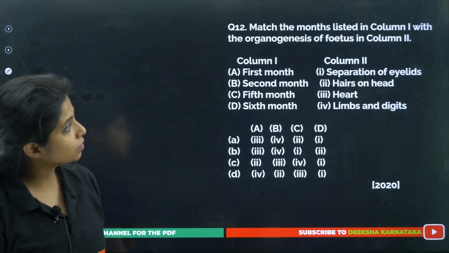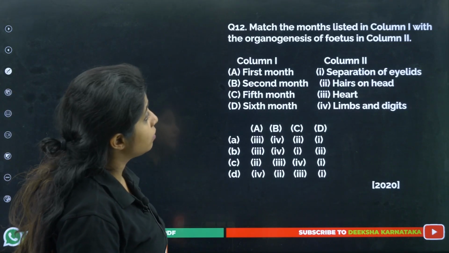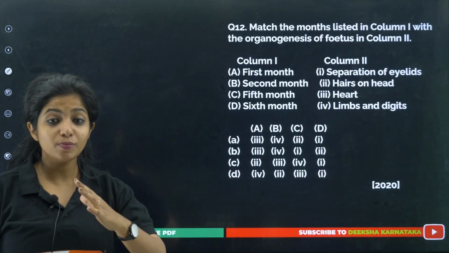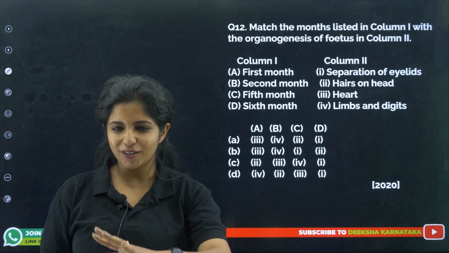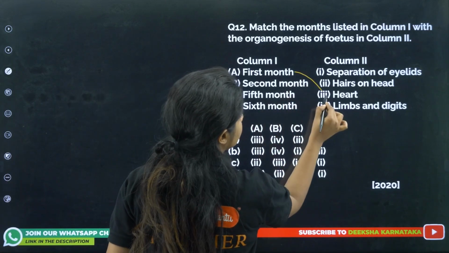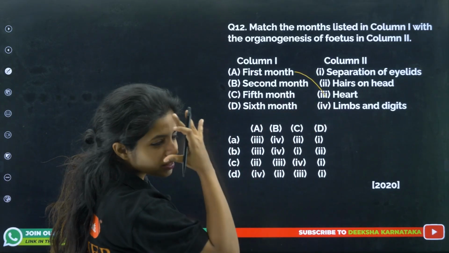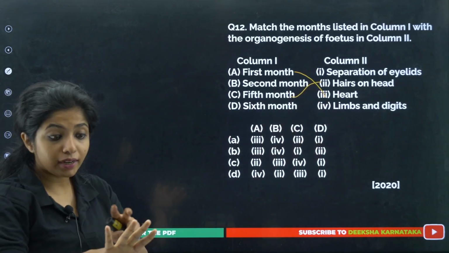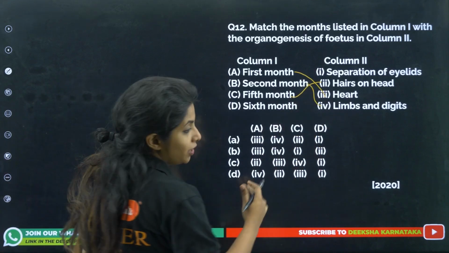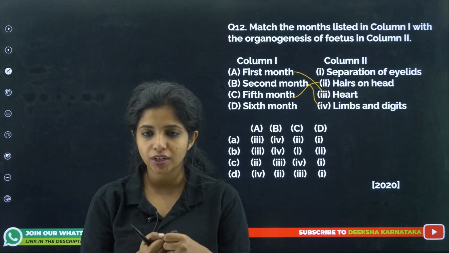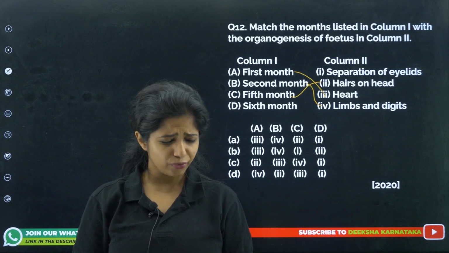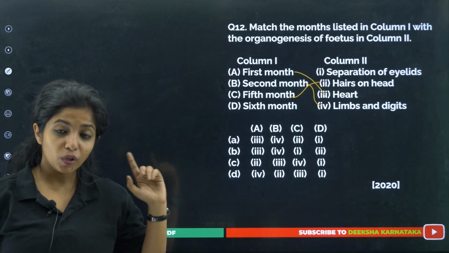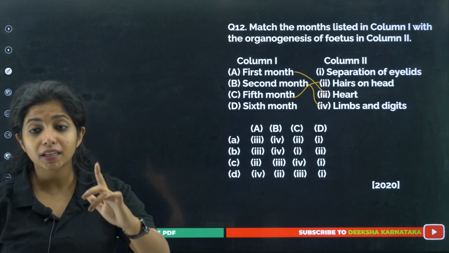Next question. Match the months listed in column 1 with the organogenesis of fetus in column 2, or basically formation of fetus. Okay, so the first month I told you, first month is basically for heart. Let's not skip it. Now you already know 5th month is for what, children? I told you it's for this. So it is basically hair on the head. Now 2nd month is for what? Limbs and digits. So first month heart, then we have limbs and digits, and then the baby says that I want to move around. You cannot do this to me. So basically on the 5th month, God finally grants that, okay, you can move around. So first movement and the hair on the head will be seen in the 5th month.